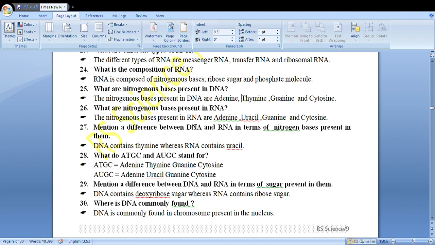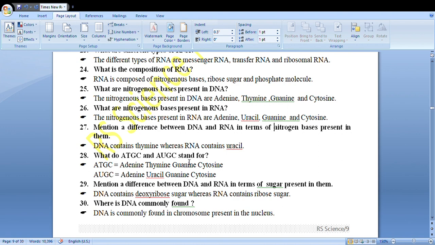What are nitrogen bases present in RNA? Nitrogen bases present in RNA are adenine, uracil, guanine, and cytosine. Mention the difference between DNA and RNA in terms of nitrogen bases present in them. DNA contains thymine, whereas RNA contains uracil as a nitrogen base.